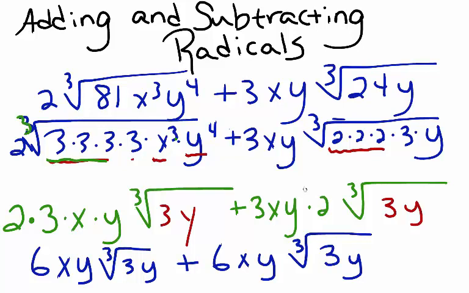Here, I see that my radicands are the same. That means I have like radicals. I'll add the coefficients in front. 6xy plus 6xy equals 12xy times cube root of 3y.